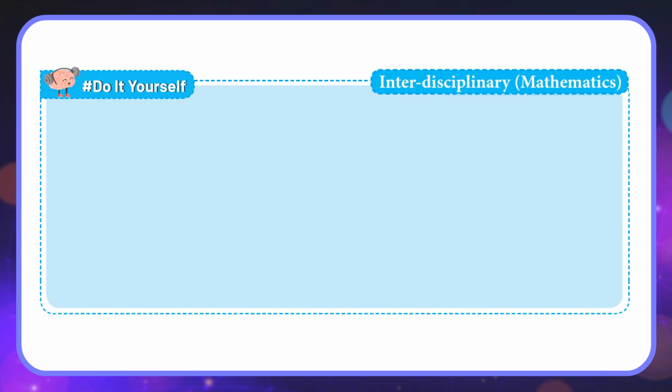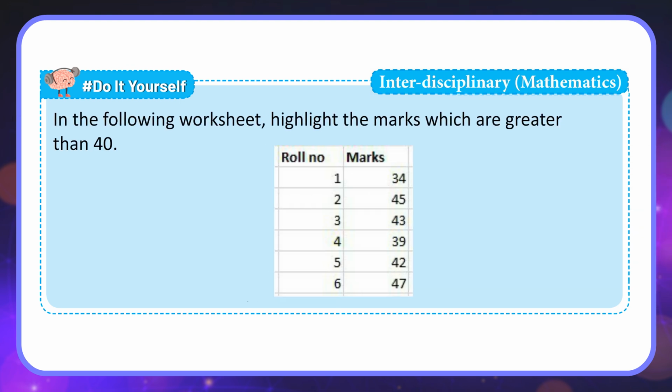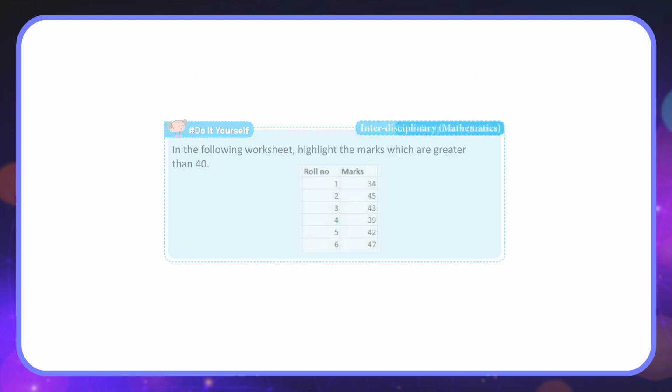Do it yourself. Interdisciplinary, mathematics. In the following worksheet, highlight the marks which are greater than 40. Roll no. Marks. 1. 34. 2. 45. 3. 43. 4. 39. 5. 42. 6. 47.